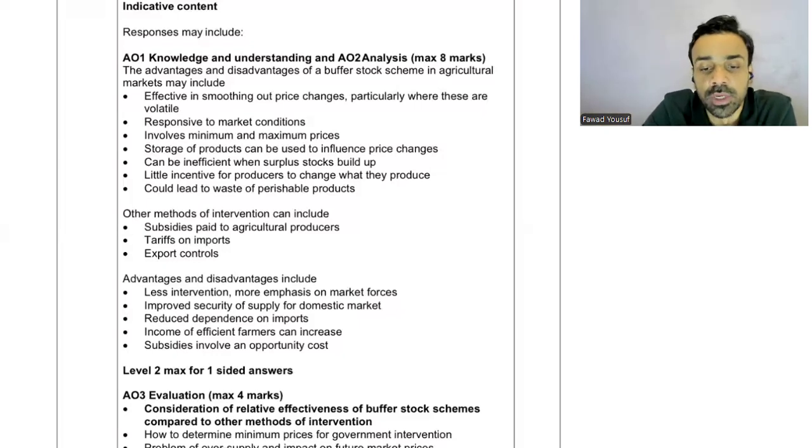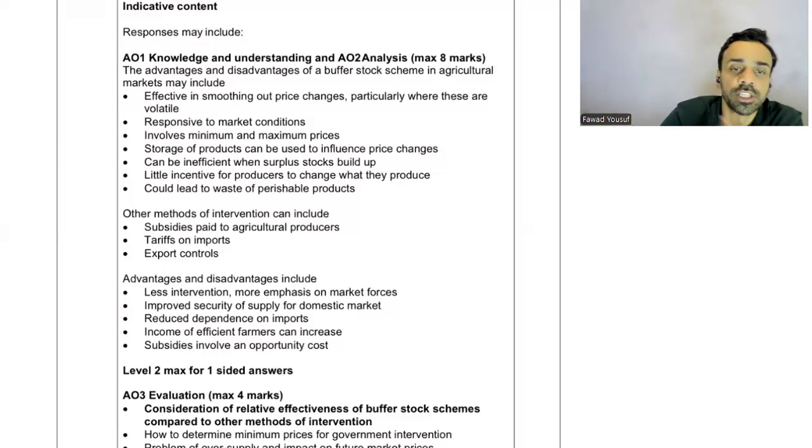लेकिन अगर excess supply हो गई है and the government feels कि हम export करके producers के revenues को basically manage कर सकते हैं, and the producers can end up making a reasonable amount of profit if they have produced surplus and we can sell it, so that would be fine also. And we don't want that to happen over here. उसके अलावा obviously the advantages and the disadvantages of the other policies you want to place in. There's talking about less intervention, more emphasis on market forces, improved security of supply for domestic markets.